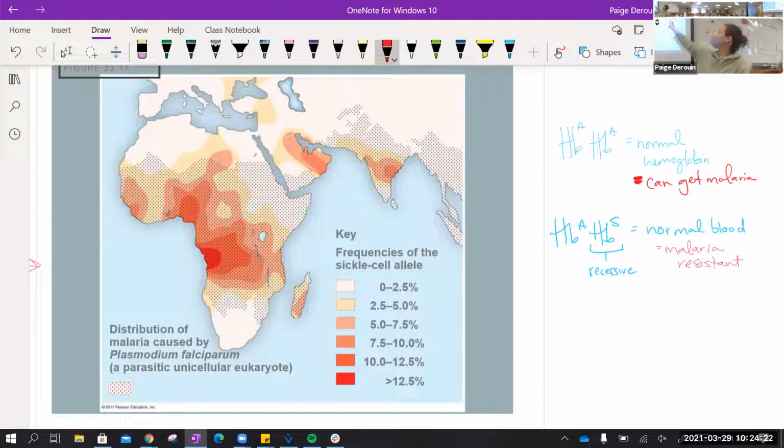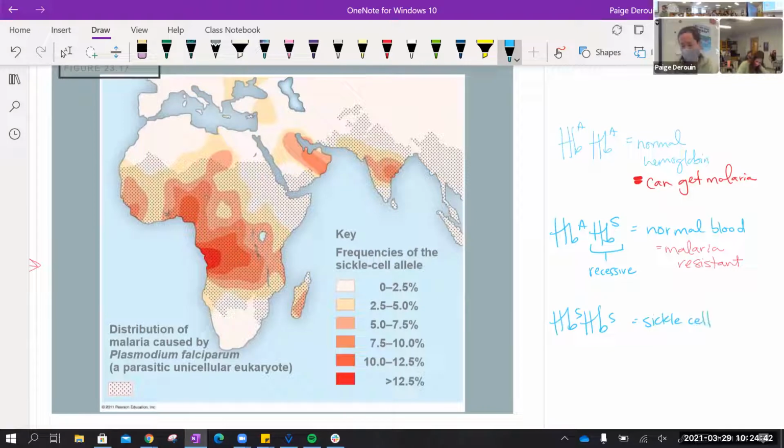Right. So this is the heterozygote advantage right here, because these people don't have sickle cell and they can't get malaria. But they can give their kids sickle cell. Correct. That's the issue. So then you have people who are HBS, HBS. These people have sickle cell. They cannot get malaria. They're malaria resistant. Nice. But sickle cell is a super painful genetic disorder.